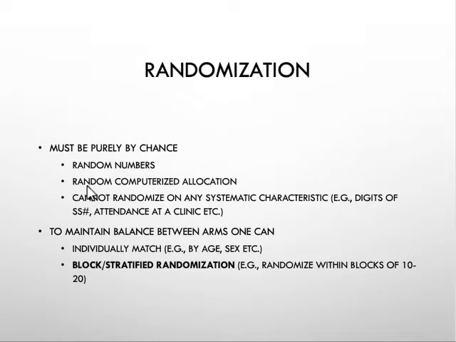Randomization must be purely by chance. We can use random numbers, random computerized allocation. We cannot randomize on any systematic characteristics, for example, digits of social security number, attendance at a clinic, etc. To maintain balance between arms, one can individually match by age, sex, etc., or use block stratified randomization, randomize within blocks of 10 to 20.